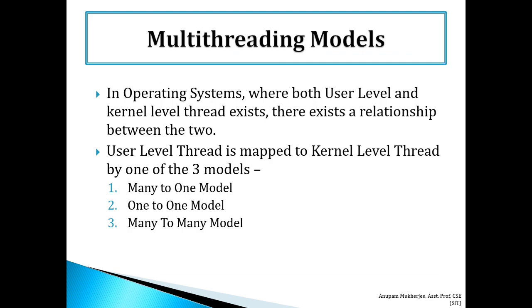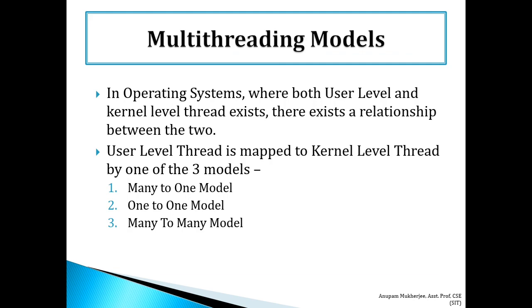Now we focus on the multi-threading model. In an operating system where both user level threads and kernel level threads exist, there exists a relationship between these two: how many user level threads are present in the user section and how many kernel level threads are present in the kernel section. Based on this relationship, we can create the multi-threading model. User level threads are mapped to kernel level threads by the many to one, one to one, and many to many models.